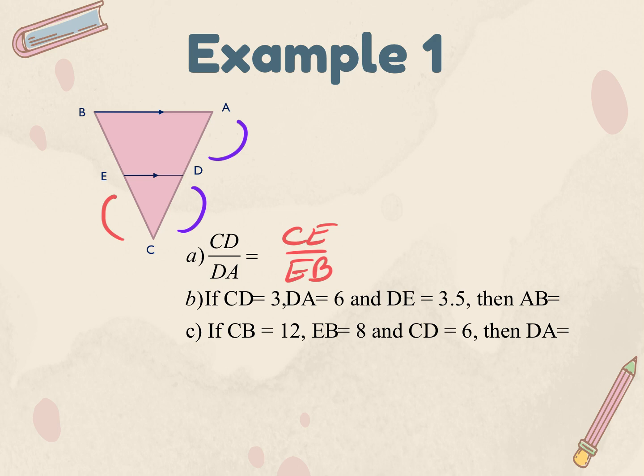Let's try part B. I'm going to go ahead and label my picture with what is given. What was given to me is CD is 3, DA is 6, and they're giving me DE, which is 3.5, and then they want me to find AB.